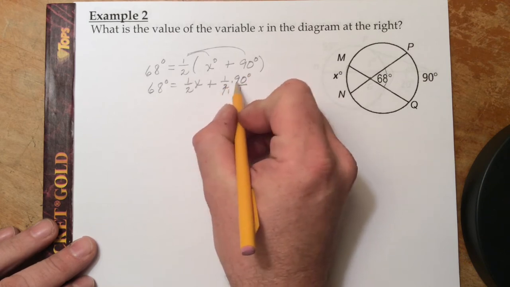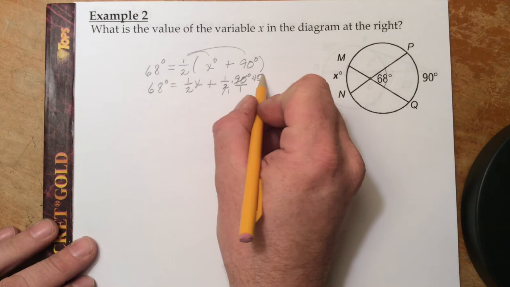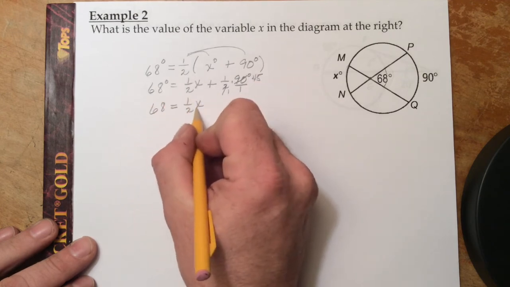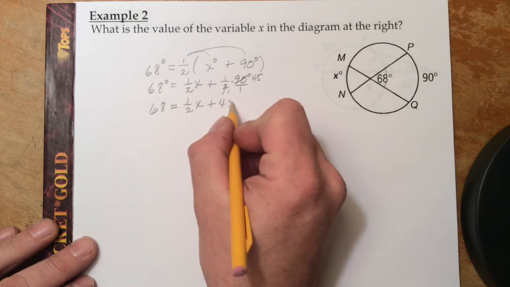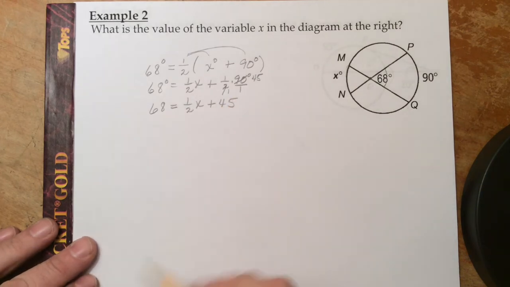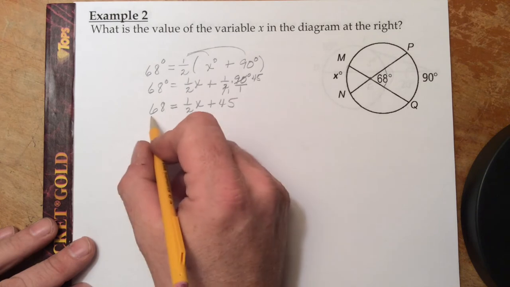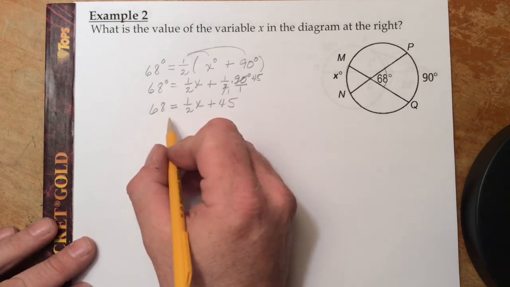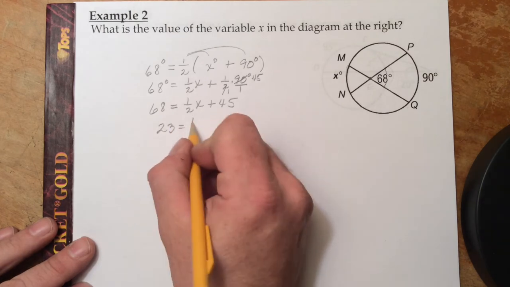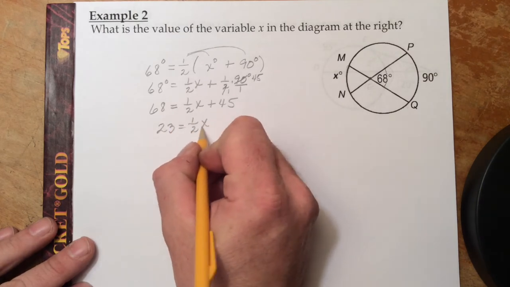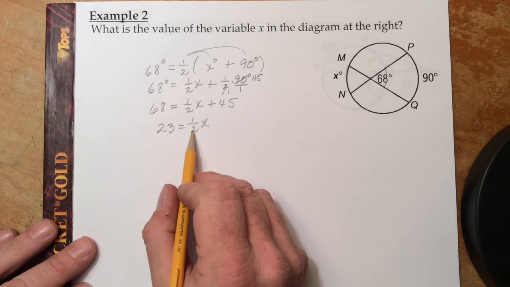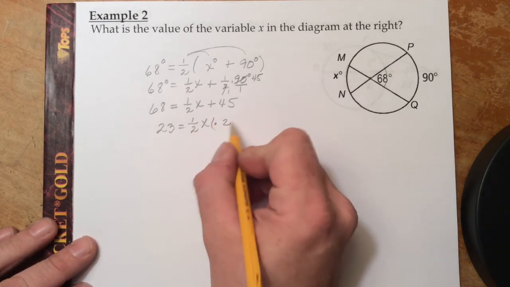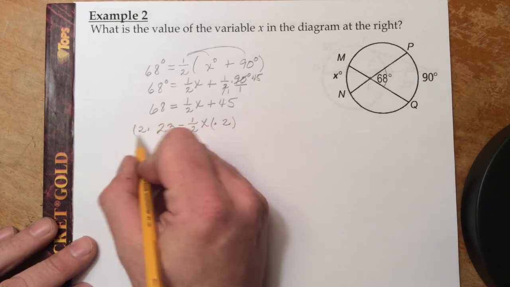2 goes into 2 once, 2 goes into 90 45 times. So we have 68 equals 1/2 x plus 45. Now we have a two-step equation. We subtract 45 from both sides next. When we subtract 45 from both sides, we get 23 equals 1/2 x. To eliminate the 1/2 multiplied with the x, we multiply both sides by the reciprocal of 1/2, 2. Multiply both sides by 2.